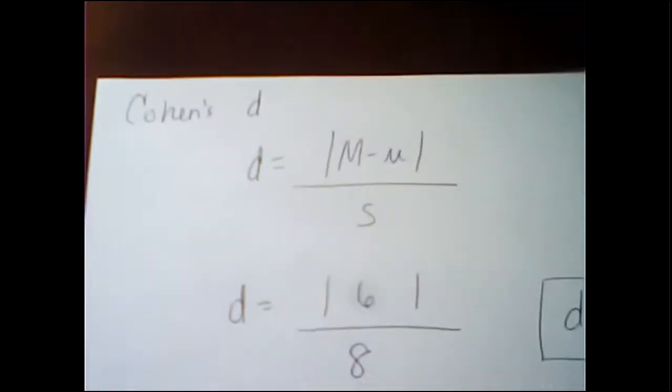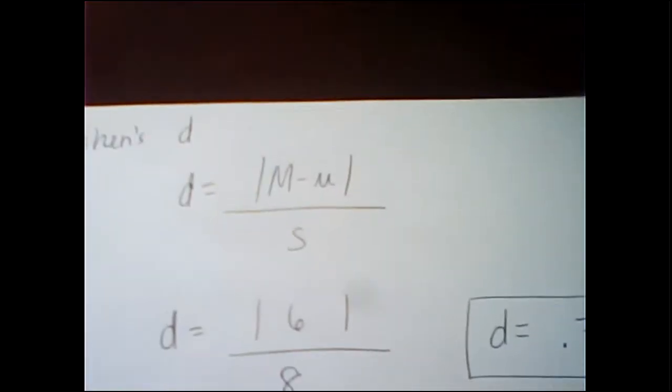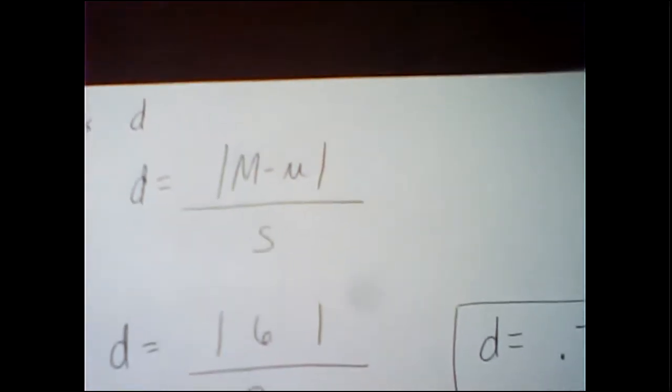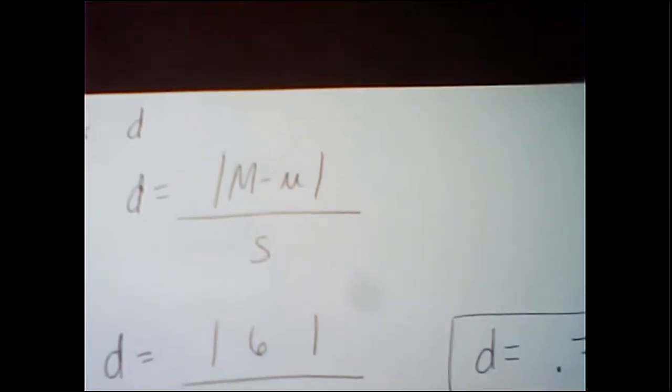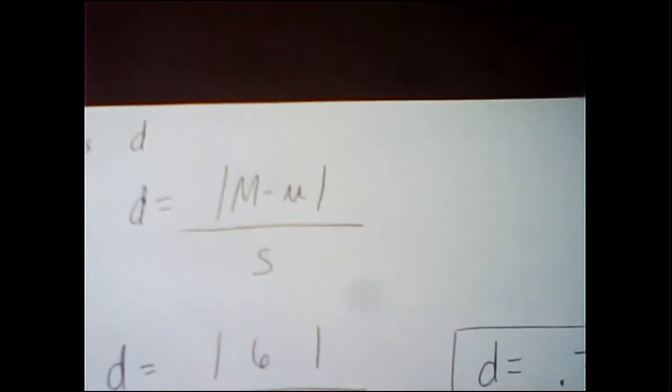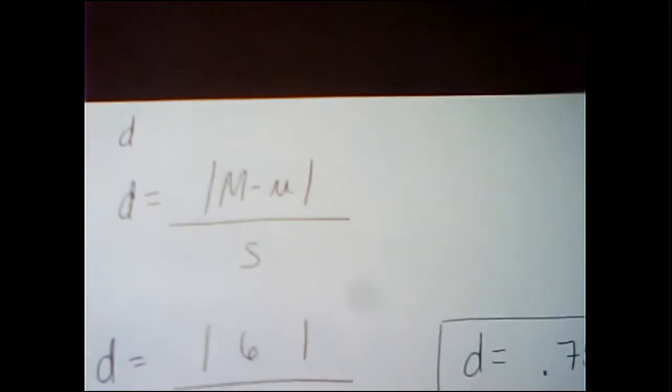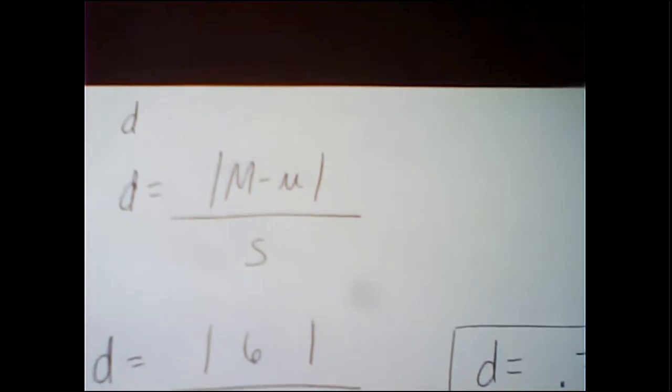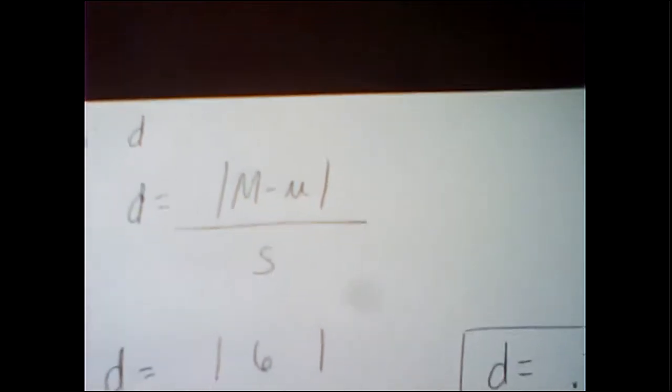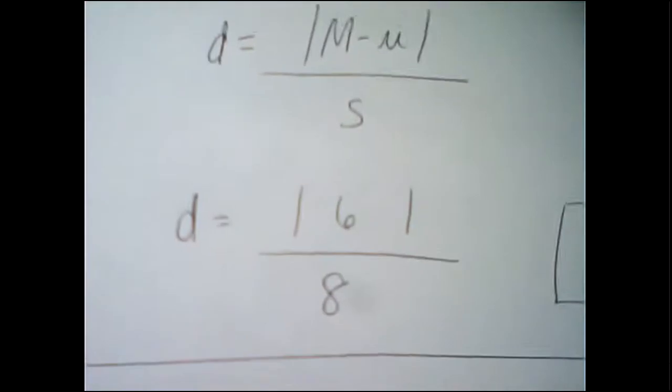Okay, Cohen's d. We simply take the absolute value difference between the sample mean and the population mean, and we divide by the standard deviation. Note that sample size has no influence on Cohen's d. That's the whole purpose. Okay, it's going to give us a pure measure of the effectiveness of this treatment.